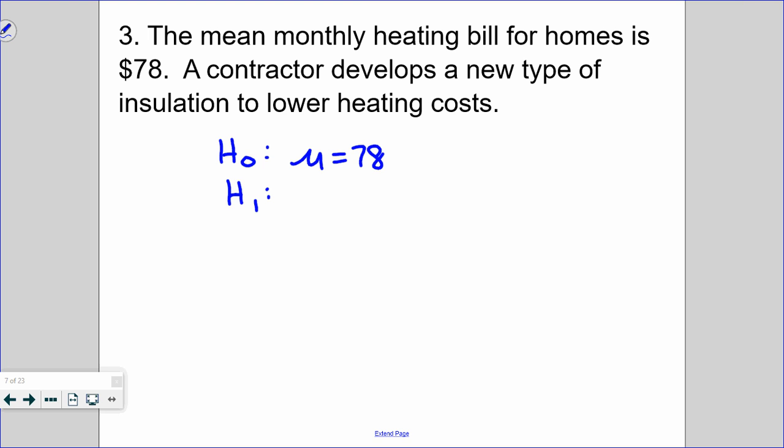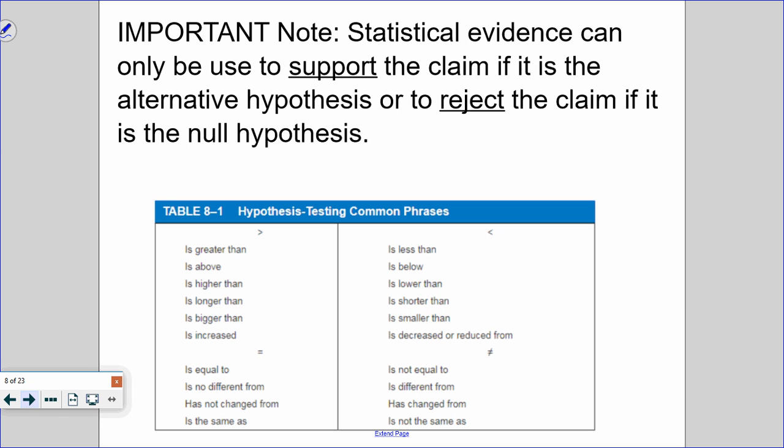And what is my alternative hypothesis? Right. So we want to decrease, reduce that, so less than 78. That would be a left tail test because it's on the left side, less than, lower in cost. All right. So important note.